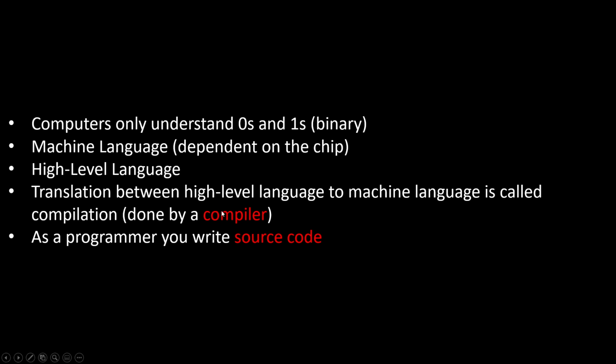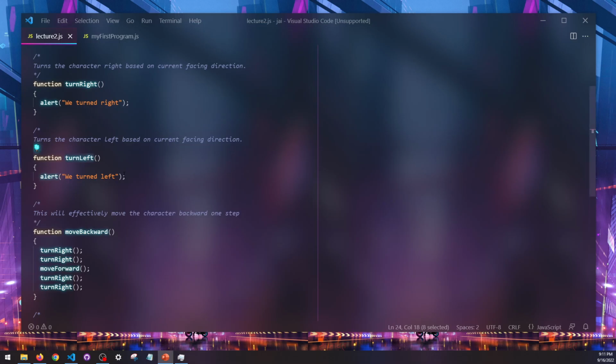Right? So what is that? You translate from a high-level language, C, C++, Java, C#, Swift, into... Well, Swift is a bad example, and Java is also a bad example, but we'll get there. Bear with me here. Machine language is called compilation, is done by a compiler. And as a programmer, you write source code, right? So all this code that we've written, for example, this is all called source code. This is your source code. This is what we write. We call it source code.